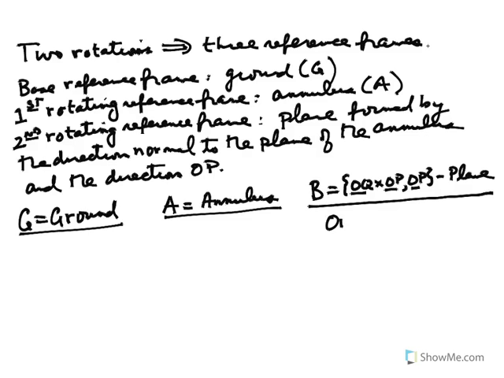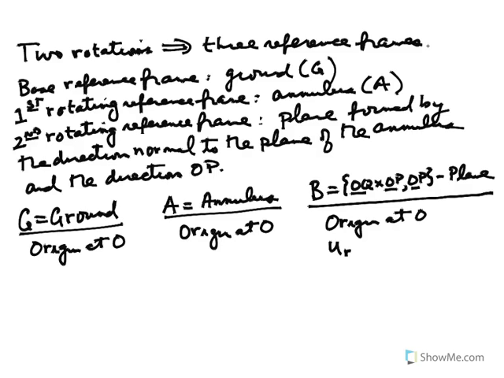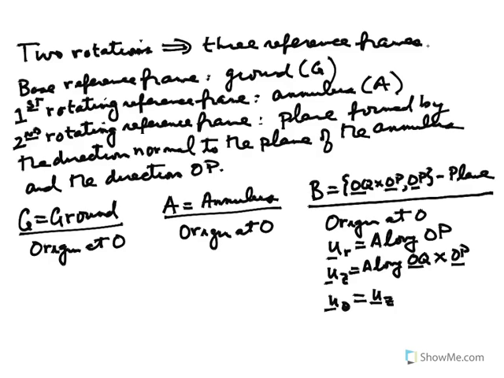So now what we're going to do is fix coordinate systems in each of these frames. The origin of all these coordinate systems is going to be at O, because O is common to all three frames and it's fixed in the ground. I'm going to put UR along OP. UZ is going to be along OQ crossed with OP, and then U theta is going to equal UZ crossed with UR.